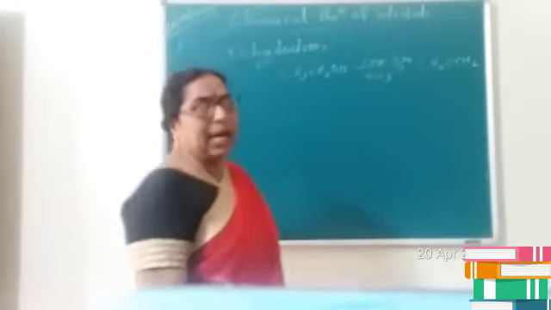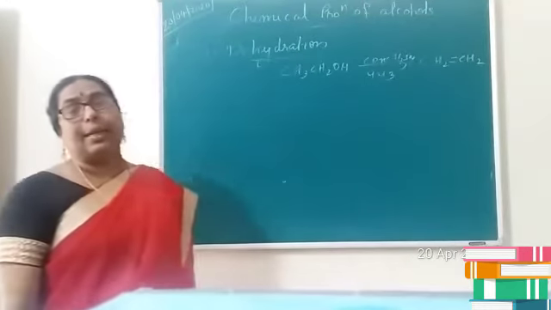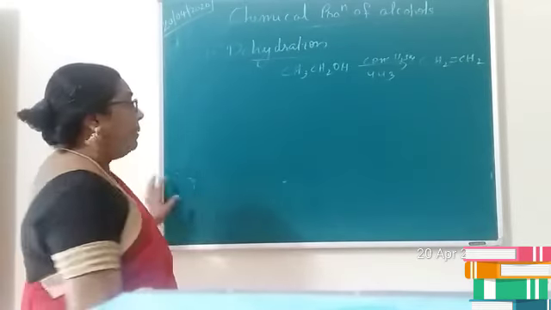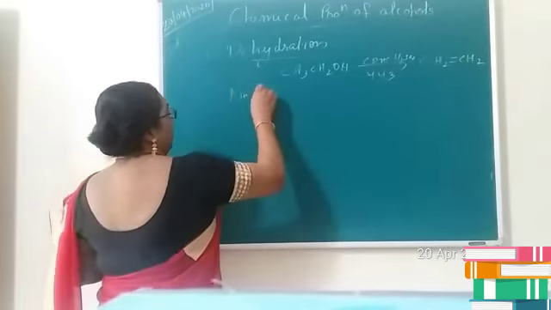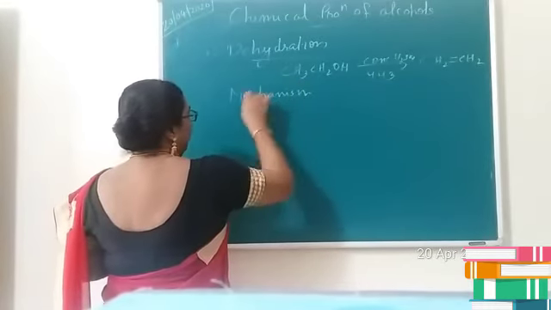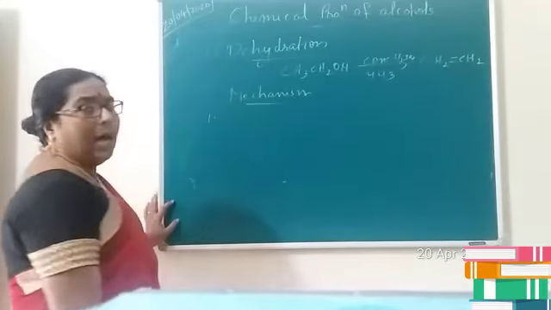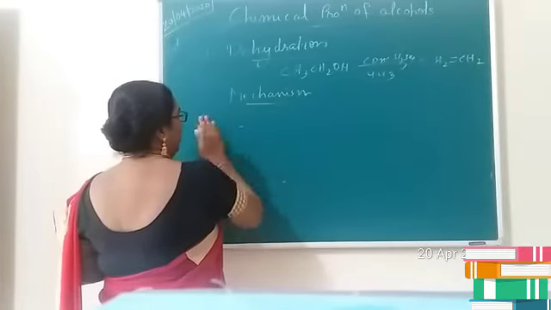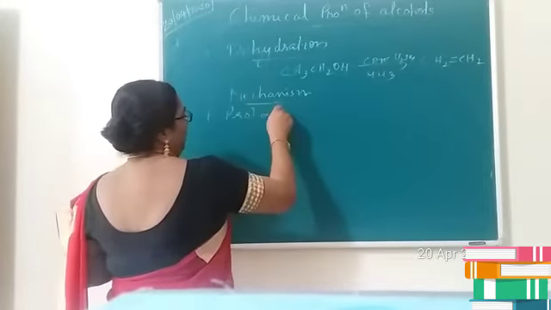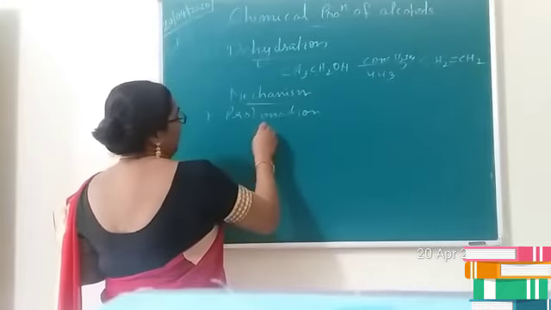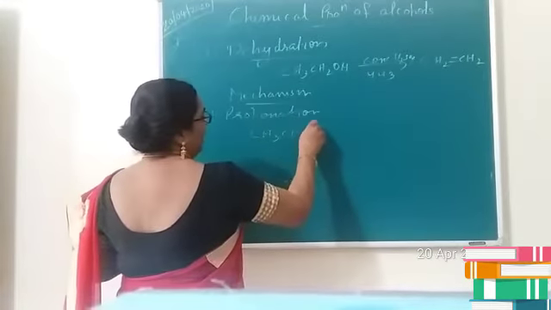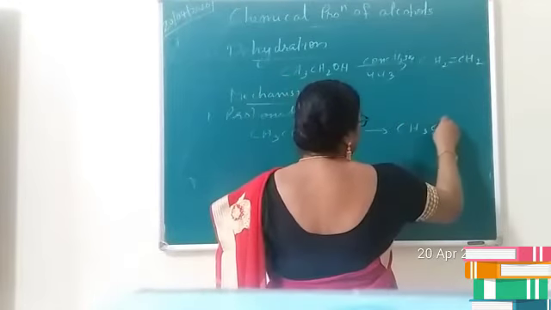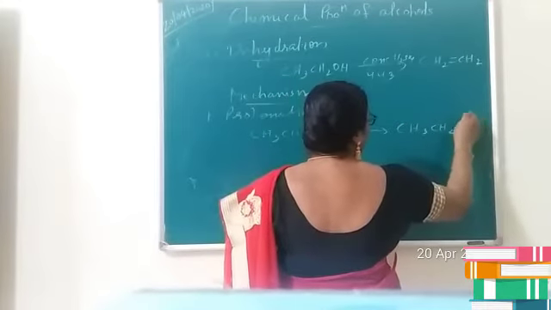Let us study children how the process will go on, that is the mechanism of this reaction. This is the second mechanism we are studying in this chapter. Let us consider the mechanism. In the first step, protonation of alcohol takes place. Protonation means addition of H+, that is CH3CH2OH plus H+ will give you CH3CH2OH2+.